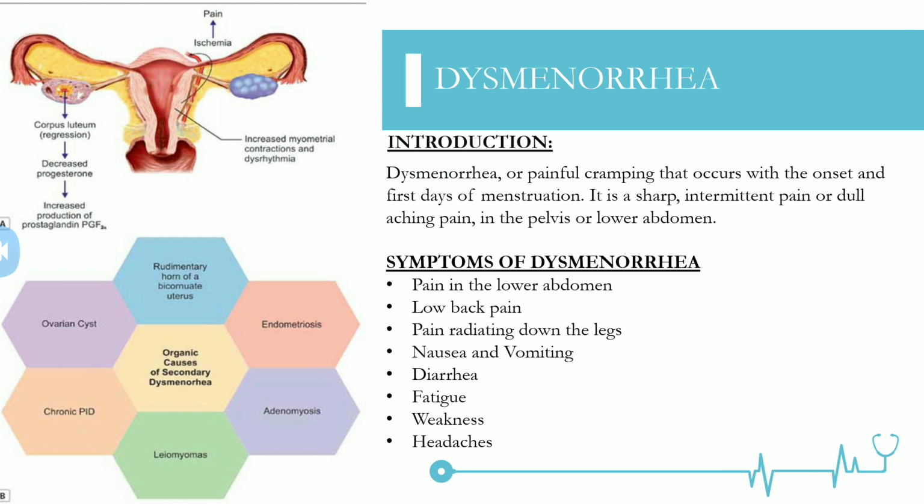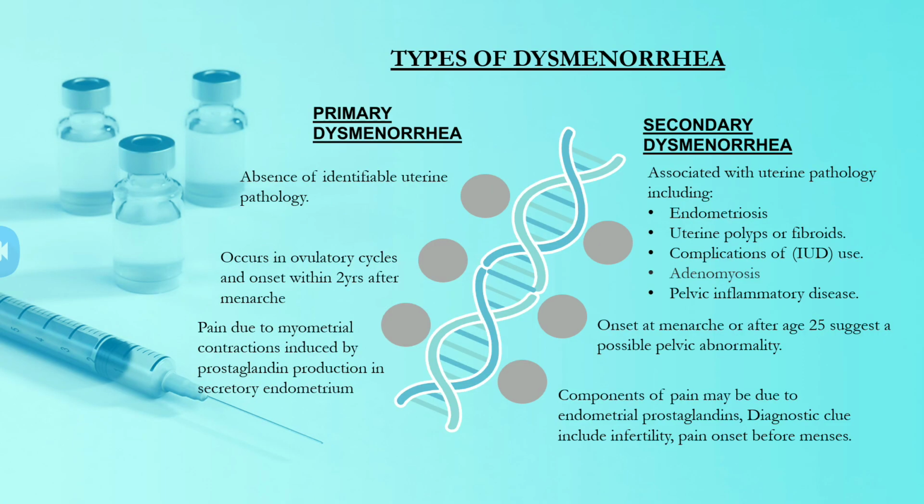The symptoms that are associated with dysmenorrhea are pain in the lower abdomen, low back pain, pain radiating down the legs, nausea and vomiting, fatigue, weakness, diarrhea, and headaches. The types of dysmenorrhea are primary dysmenorrhea and secondary dysmenorrhea.